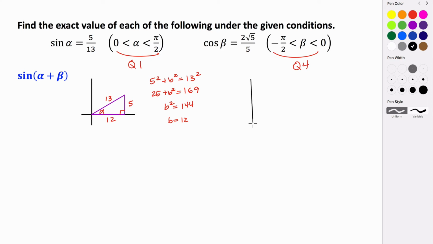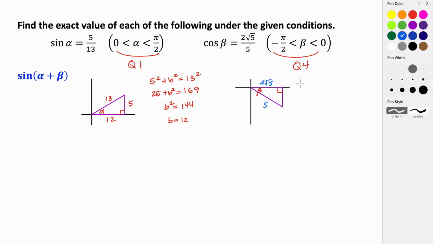And then we need to draw a triangle for beta in quadrant 4. So again, a triangle in quadrant 4, and this is beta. That's a right triangle here. For beta, we know the cosine is 2 rad 5 over 5. So the adjacent side is 2 rad 5, and the hypotenuse is 5. So we need to find the opposite side.